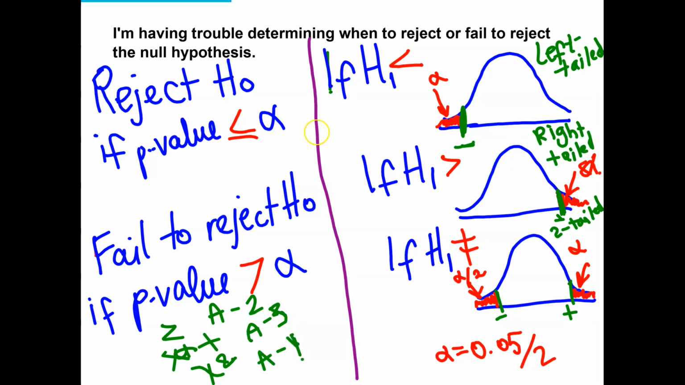Now we learned that to reject the null hypothesis, the p-value must be less than or equal to alpha. The p-value would be here, smaller than the critical region. The Z statistic uses the same principle. If the z-statistic is in the critical region, then we reject the null hypothesis. If the test statistic, your z-score or t-score or chi-square score, is not in the critical region, then we fail to reject the null hypothesis.